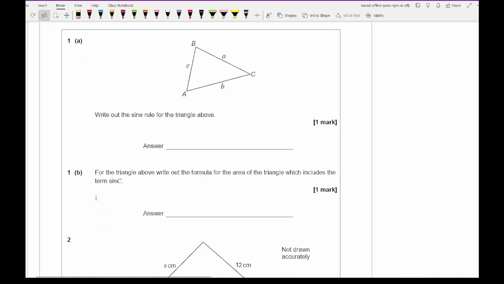Looking at question 1A, it says write down the sine rule for the above triangle. We've got our triangle, maybe in a different orientation to what we're used to, but basically I can just write a over sine A equals b over sine B equals c over sine C. It then says for the triangle above, write down a formula for the area of a triangle which includes the term sine C. So I can use half ab sine C.